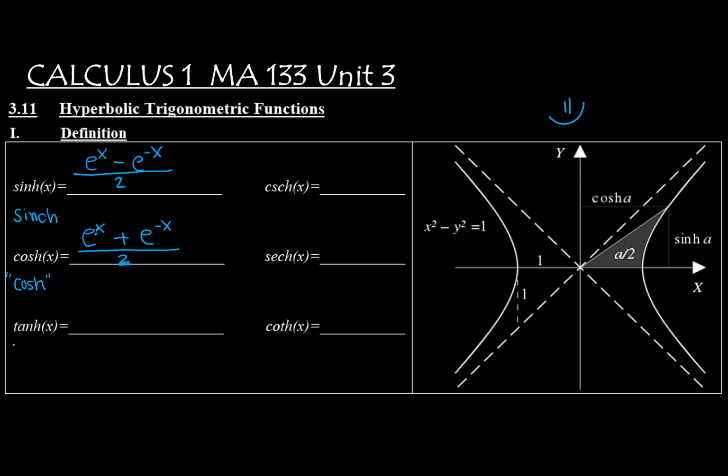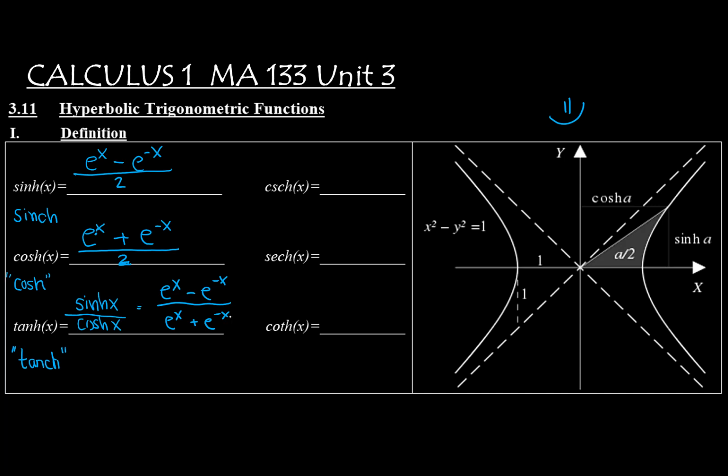This next one, the tanh, can be defined as the sinh over the cosh. So this can be defined as the sinh of x over the cosh of x, or e to the x minus e to the negative x divided by e to the x plus e to the negative x.